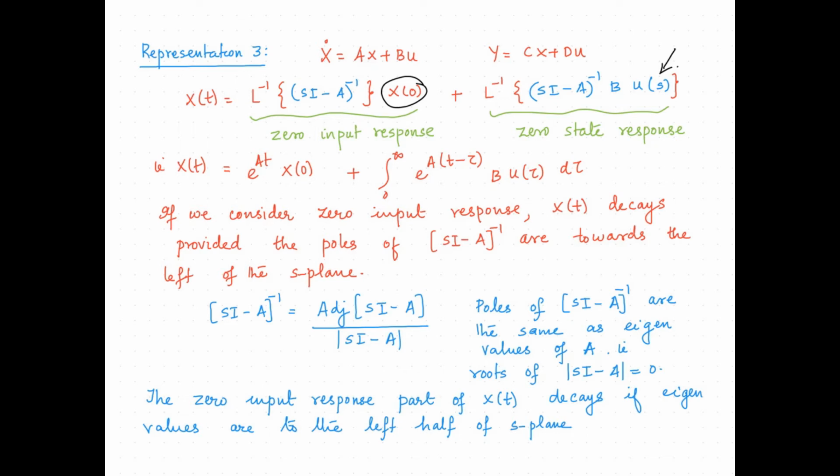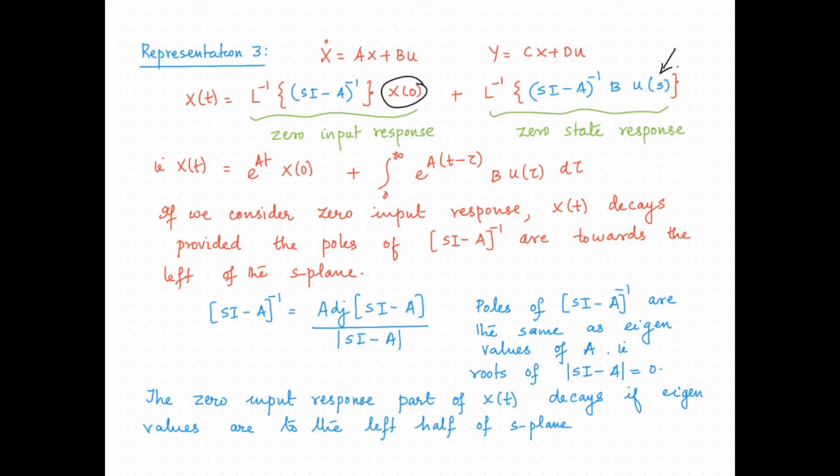If we consider zero input response, we can see that x of t decays provided the poles of (sI minus A) inverse are towards the left half of the S-plane. This is because the zero input response has a term (sI minus A) inverse. So, if x of t has to decay, then the corresponding function should be a decaying function. This can be achieved only if the poles of (sI minus A) inverse are towards the left, because (sI minus A) inverse will be basically an S function.